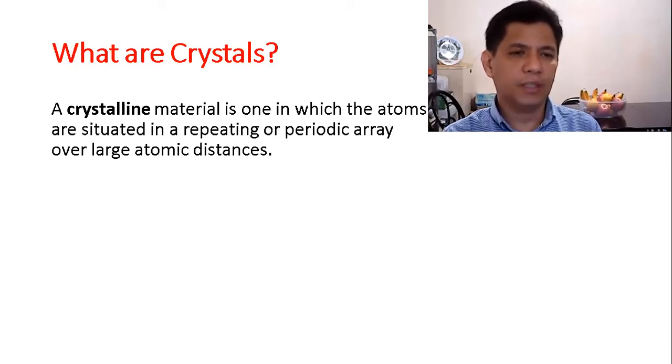So a crystalline material is one in which the atoms are situated in a repeating or periodic array over large atomic distances. So yung mata natin, hindi naman makikita yung mga atoms. Pero there are some devices, like for example, X-ray, that can see the atoms, and mga electron microscope, they can see the atoms. And then if there is a regular arrangement of atoms, generally that translates into a crystal. Nagkakaroon ng crystal structure yung material. Makikita natin sa mga susunod na slides.